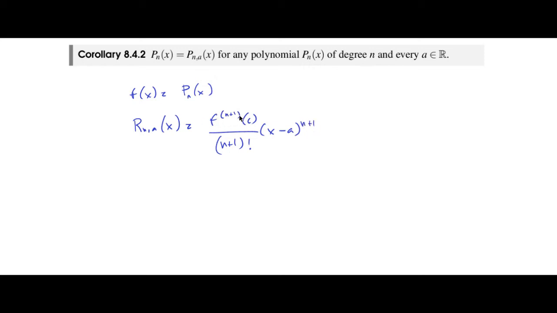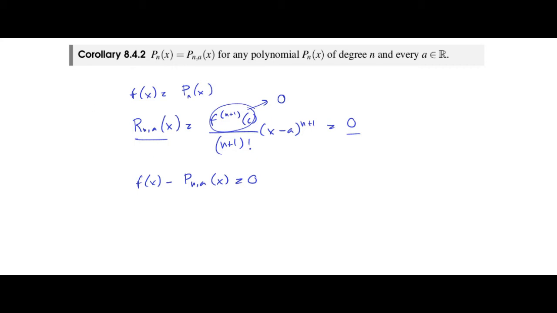But now the n+1 derivative of any polynomial of degree n is going to be 0, right? So this is equal to 0. The remainder, the difference between f and Pna, is going to be equal to 0, which is the same as saying that f is equal to Pna, which is the same as saying that Pn is equal to Pna.